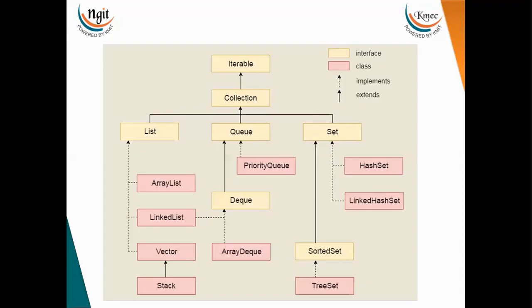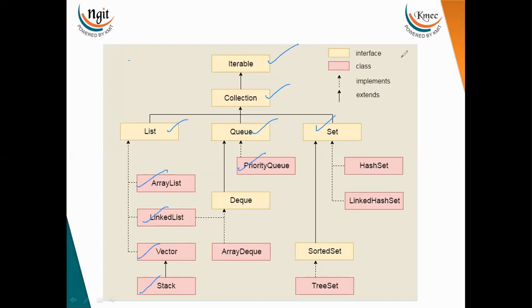Sir, what is the architecture of this collection framework? This is the collection framework architecture. Here, iterable is the main interface. Under this, we have the collection interface. Under this collection interface, we have the sub interfaces like list, queue, and set. These are the three sub interfaces. Under these sub interfaces, we have the different classes. Under list, we have the array list, linked list, vector, and stack. Under queue, we have the priority queue.